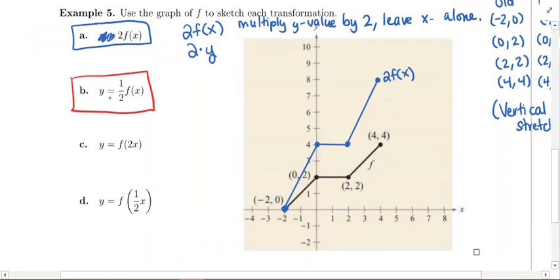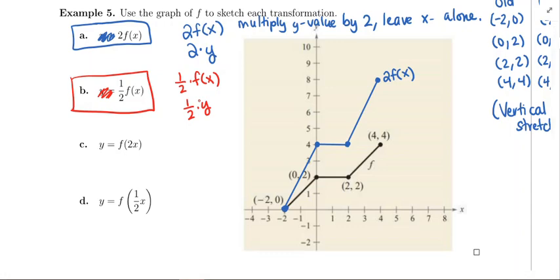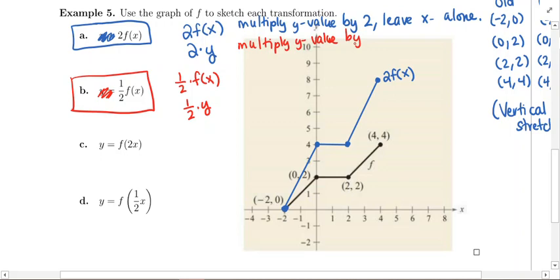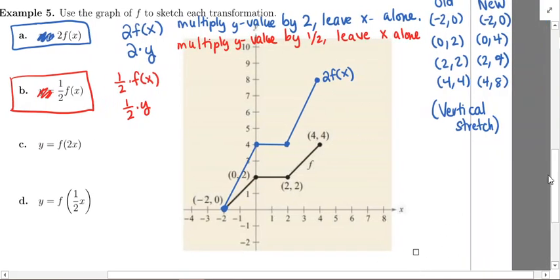It is similar. I'm going to scratch out the y equals, but it's a number times the function, so it's 1/2 times f of x. 1/2 times f of x is the same thing as 1/2 times y. So again, what we're doing here is multiplying the y value by 1/2 and leaving the x value alone. I'll write that up here: we're going to multiply the y value by 1/2, and leave the x alone.